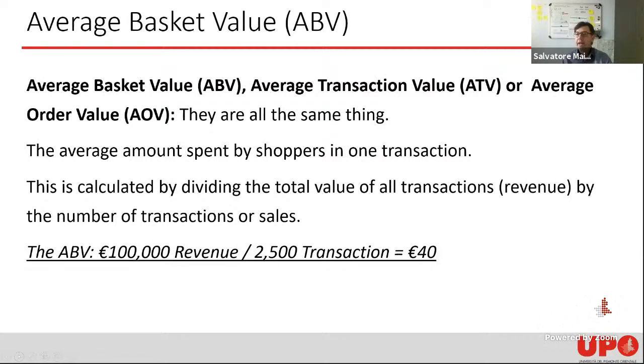Yep. Now, another KPI: the average basket value, the average transaction value, the average order value. They all mean the same thing. As you calculate it, you take the revenue that you generate on your website and divide it by the number of transactions you had. So you generate 100,000 euro divided by 2,500 transactions that happened on your website. So the ABV is 40 euro. Needless to say, if you spend 60 pounds to acquire a transaction, you are losing money.